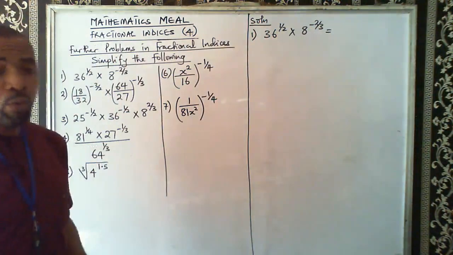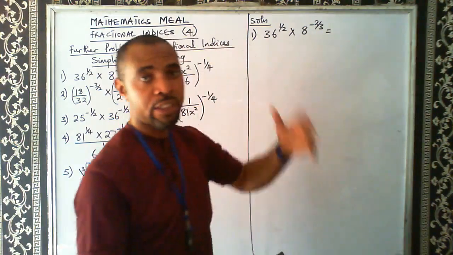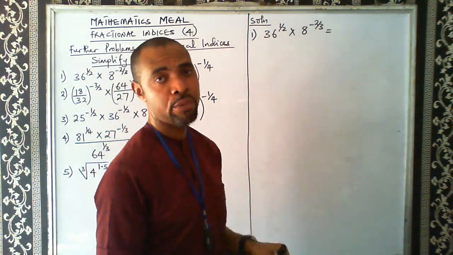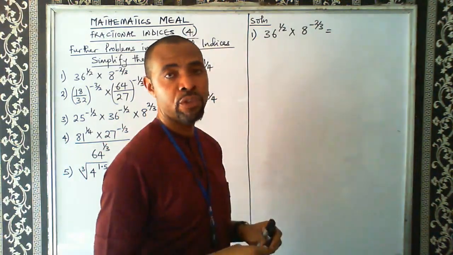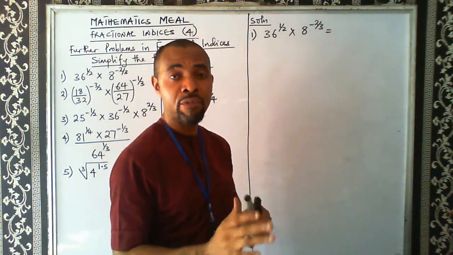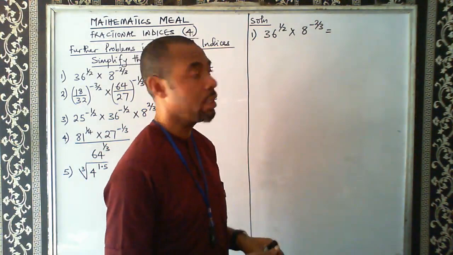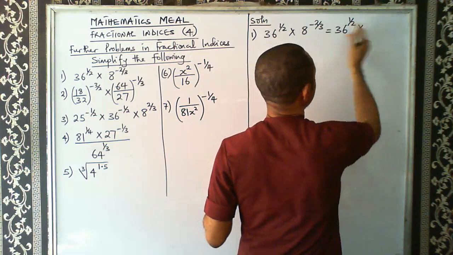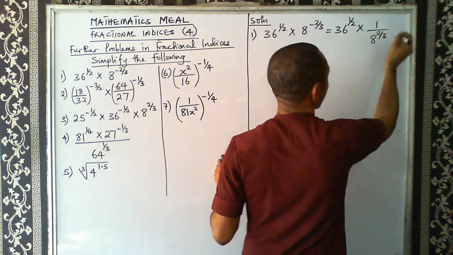Okay. We say when we want to solve problems in fractional indices, we need to take note of the term, or the word expression. Now in this case, we have 2 terms, so this is an expression. After taking note, the second step, if you watch the previous video, will be to remove the negative sign in the power, if there is any. We can see we have a negative sign here. So we're going to have 36 raised to power 1 over 2 times, let's remove this negative sign, it's going to be 1 over 8 raised to power 2 over 3.